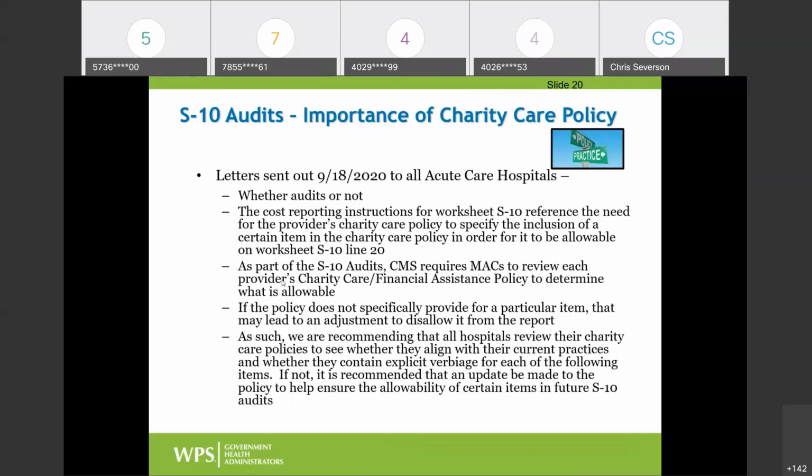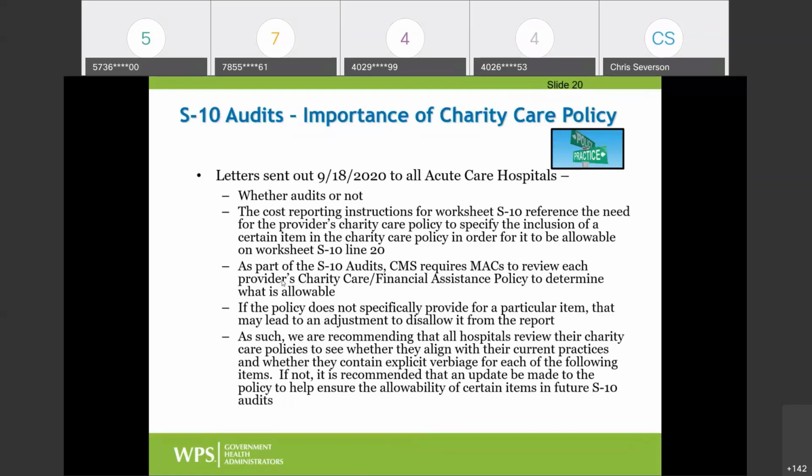even going forward, we sent out a letter on September 18th, and this went to all acute care hospitals regardless of their DISH status. It's informational only. It was clear in that letter that it's informational only. But the idea here is that we wanted to just let you know that if you're including something on S10, line 20, that'd be where your charity care is reported, then we want to make sure you're aware that whatever you're including has to be included as part of your charity care policy.